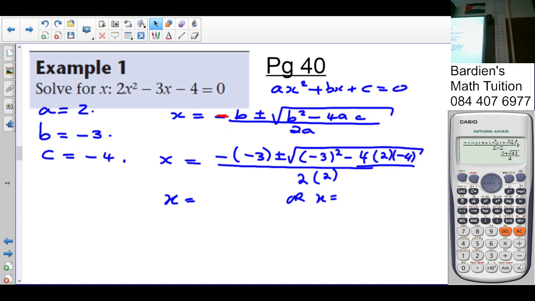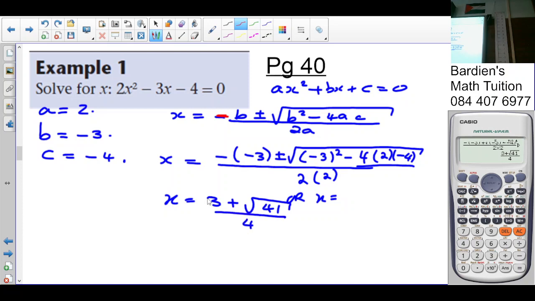If the question was to leave your answer in surd form, simplified surd form, that would have been the answer: 3 plus the square root of 41 over 4. They didn't specify, so yes, that is the form they wanted. So that is simply 3 plus the square root of 41 over 4.